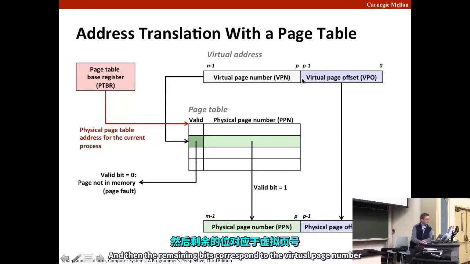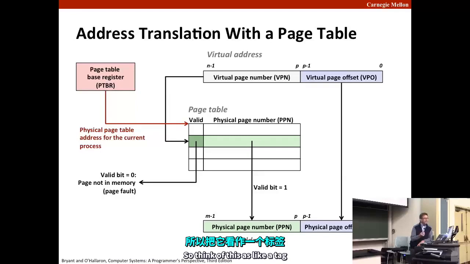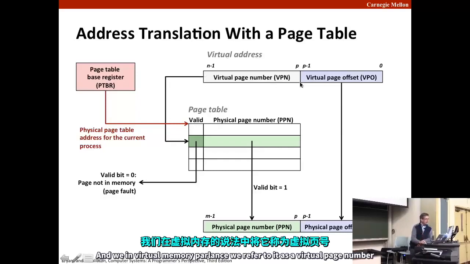And then the remaining bits correspond to the virtual page number. So remember, this is fully associative, right? So there's only one set. So in a fully associative cache, everything after the block offset is tag. So think of this as like a tag. This is what uniquely identifies this block. And in virtual memory parlance, we refer to it as a virtual page number.